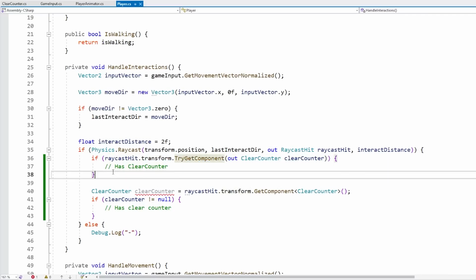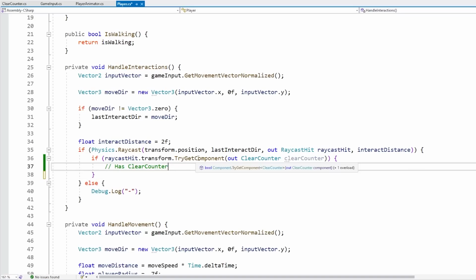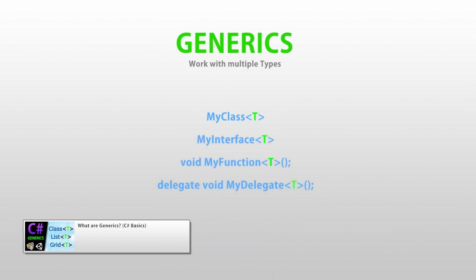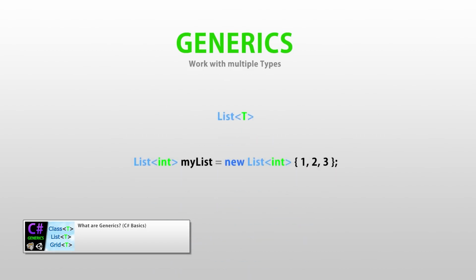So that's the try_get_component. I much prefer that method, so let's use that. By the way, on the try_get_component, over here you can see it has a type inside some angled brackets. Basically these are called C# generics. These are an extremely powerful C# tool. I have a dedicated video on them and I've used them in tons of videos. Definitely go ahead and learn about them.